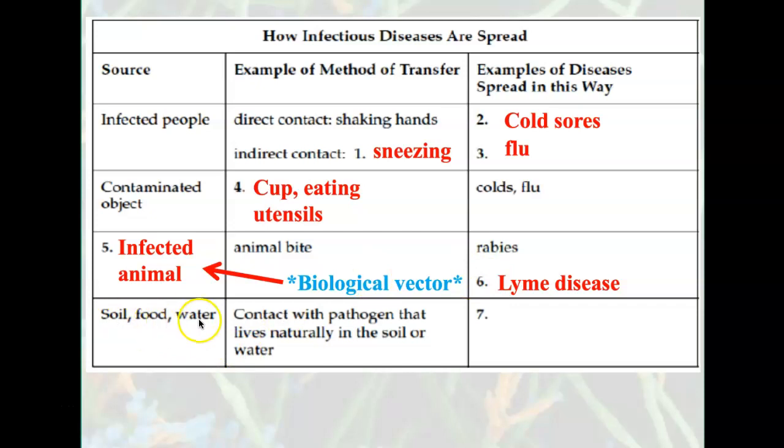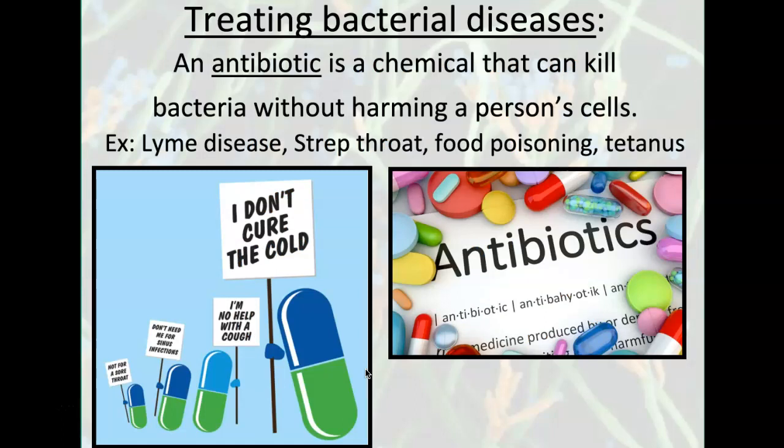Soil, food, water, and air, those are all environmental sources, and contact with those pathogens that are in contaminated soil, food, water, and air could cause you to get an infectious disease as well. Salmonella is a bacteria. It is in food sometimes, so food that is contaminated with the Salmonella or Clostridium botulinum bacteria will cause you to take that pathogen into your body, and then you'll get sick as a result.